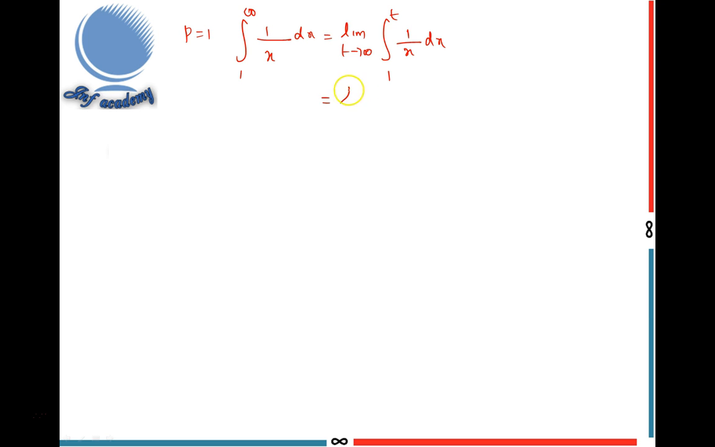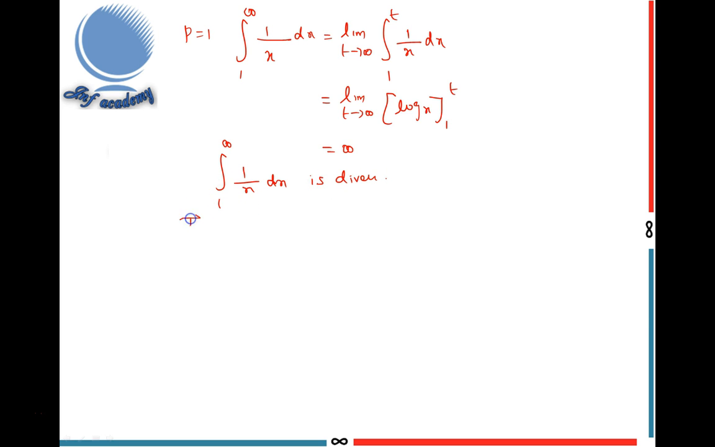The integration of 1 by x is log x. The limit as t tends to infinity of log x from 1 to t. Here log t minus log 1, where log 1 is 0, but log t as t tends to infinity is log infinity, which is infinity. So the limit as t tends to infinity of log x is infinity. This limit does not exist as a finite number. So by using the integral test, the improper integral from 1 to infinity of 1 by x dx is divergent. So the series is divergent.